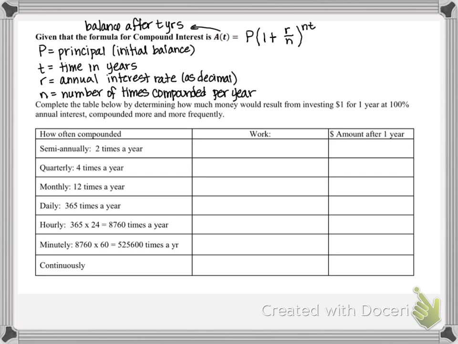So if it's been 5 years and interest was compounded monthly, then your exponent ends up being 60, because there were 60 compounding periods in those 5 years, 12 per year for 5 years.